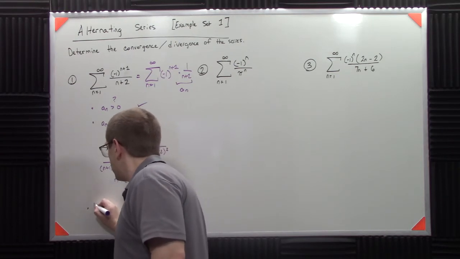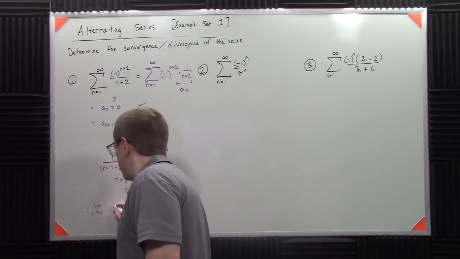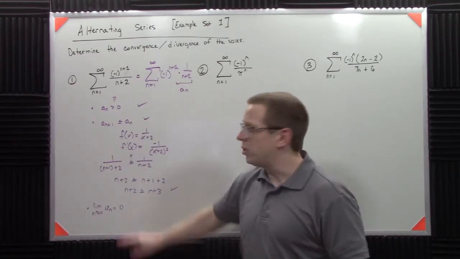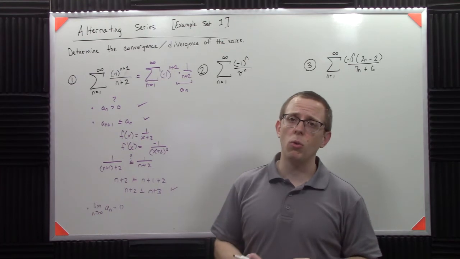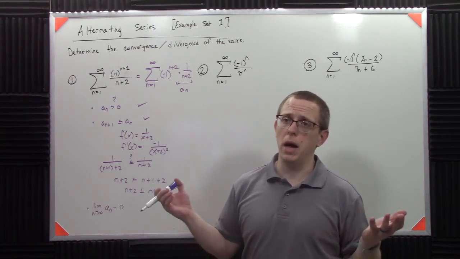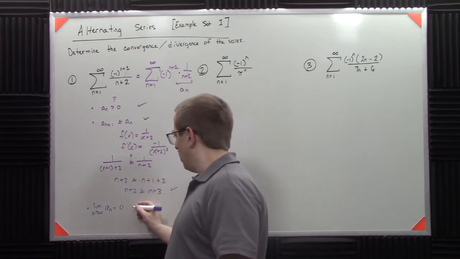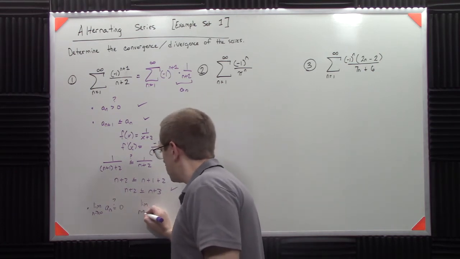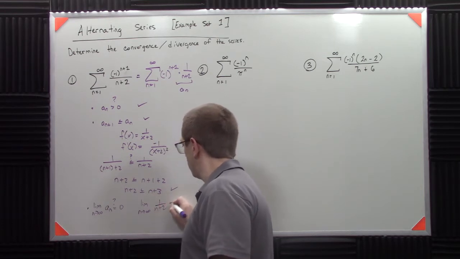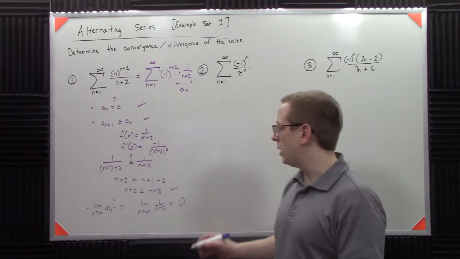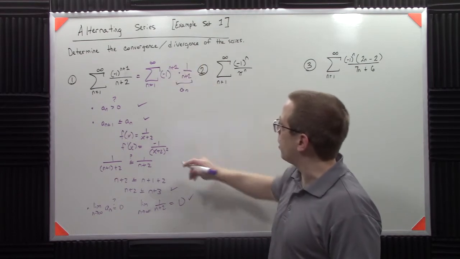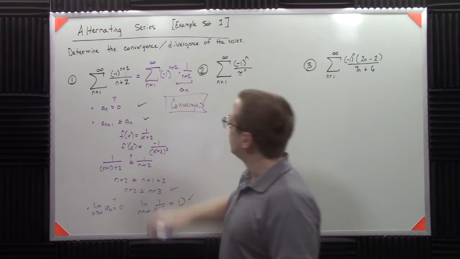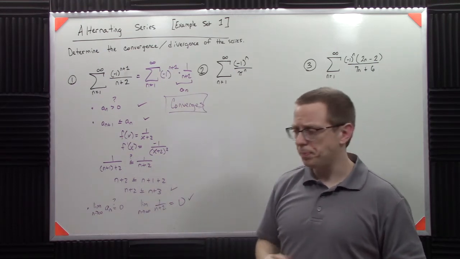So is the limit as n goes to infinity of a sub n equal to 0? And frankly, I should have started here. You should always start with the nth term test for divergence. I know why I didn't, because I know it's going to converge. If I take the limit as n goes to infinity of 1 over n plus 2, clearly that's 0. So we know that we've satisfied all three properties, so we know that the series converges.